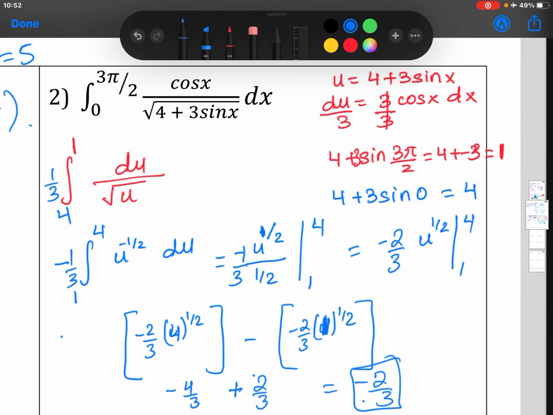Okay. So this is how you do these questions, the definite integrals. So if you have any questions, guys, please feel free to reach out and finish up the remaining packet. Good luck.